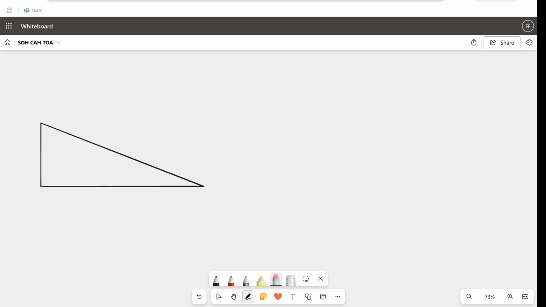Okay, so let's do another example. And remember, SOHCAHTOA. Always try to label your right triangle to make it easier while you are doing your homework or your assignment. So let's say in this example we are given this angle, 20 degrees, and we are given this side, 15, and we need to find this side.